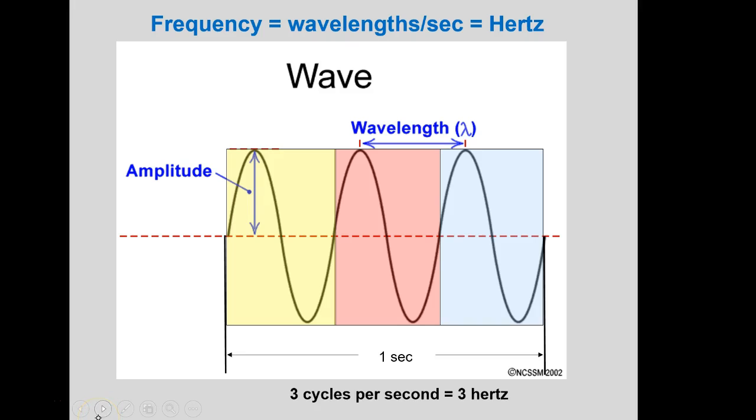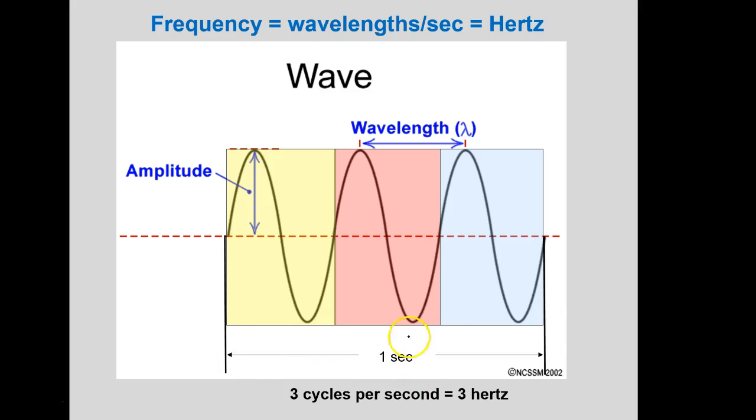All right, so on this one, amplitude is half the height or half the depth. The wavelength is the distance from the top of one to the top of the other, or the bottom of one to the bottom of the other, literally with a ruler. That's the wavelength. Now the frequency is a little bit strange.